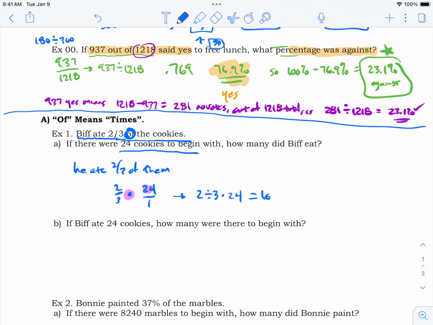16. That's a nice way to be able to work your calculator. If you can work your calculator like this, life is going to be so much easier. You just say, hey, 2/3 times 24. What do I do? I do 2 divided by 3 times 24. Boom. Divide by 1 is optional again.